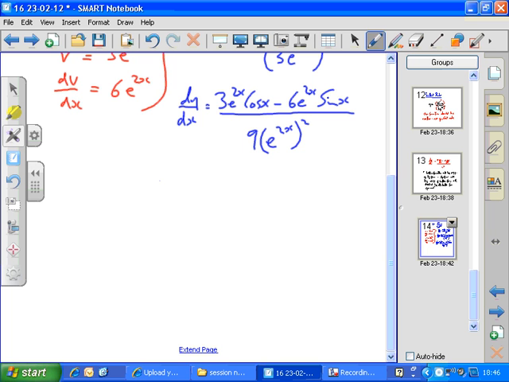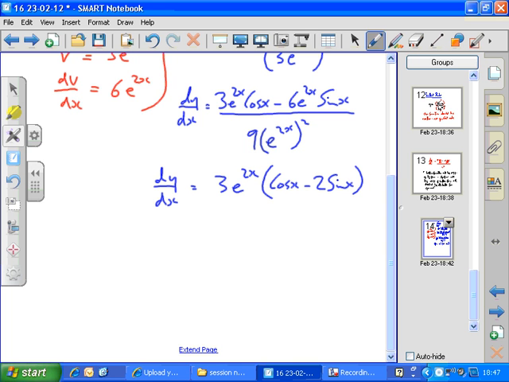No, that's fine, yeah. So, dy by dx equals, let's factorise, 3 and e to the 2x can come outside at the top, leaving cos x minus 2 sine x inside the bracket. All divided by 9 e to the 4x effectively. And maybe we can see now why it's a good idea to factorise, because I could actually do some cancelling out here.